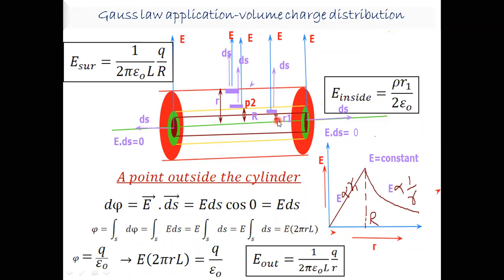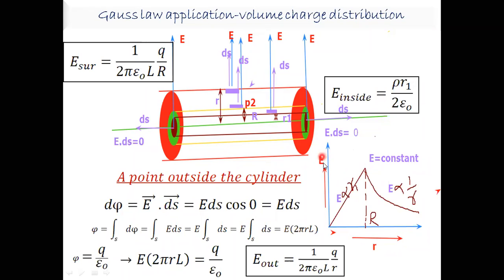As we move from the axis to the surface, up to the yellow line, the field strength increases linearly. It is directly proportional to r1. So the field strength is maximum on the surface of this non-conducting cylinder. If you move further to an external point, with increasing distance, then E decreases again. Here E is inversely proportional to R. So for an external point, field strength is inversely proportional to R, and for an internal point, E inside is proportional to r1. That can be explained graphically.